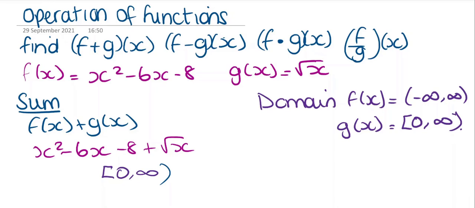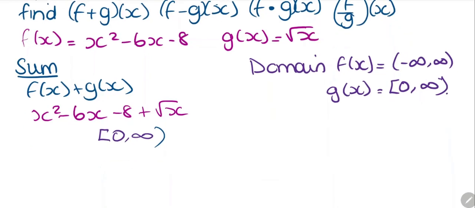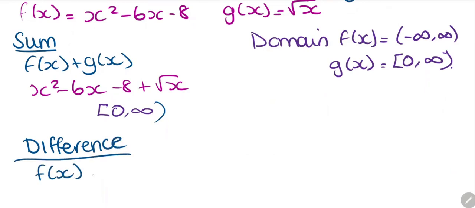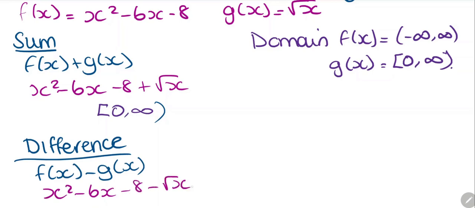Let's have a look at the difference. So if we look at the difference, this is going to be f of x minus g of x. And this time we've got x squared minus 6x minus 8 minus root x. This doesn't simplify. The domain is going to be the same. So the domain is going to be 0 to infinity.